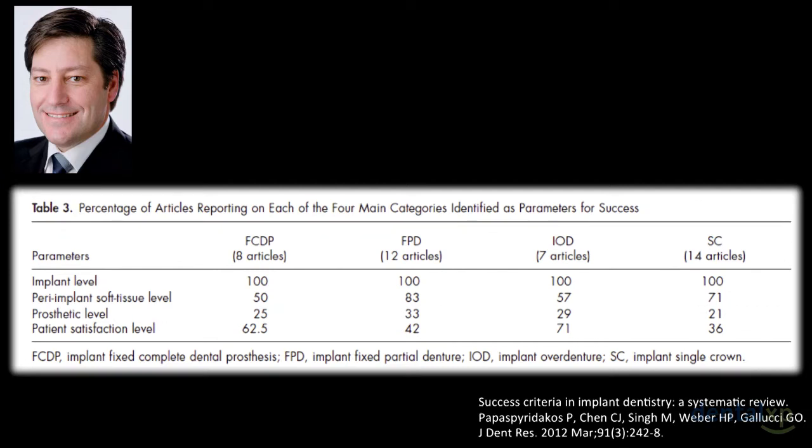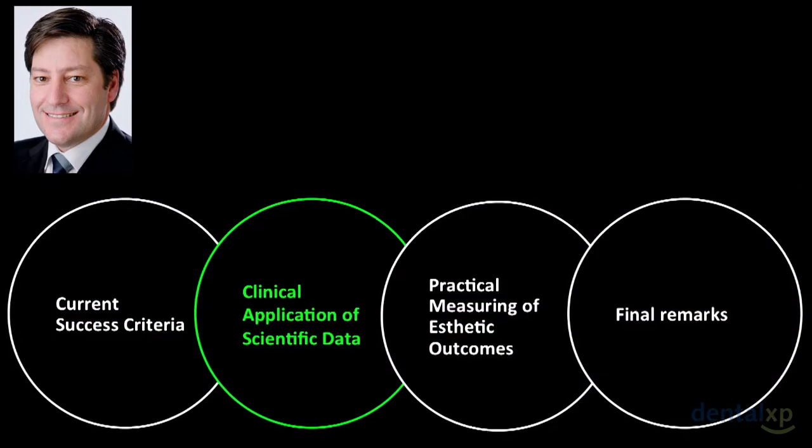So I think if you take this into consideration today, I can briefly say that if you want to assess your success, you need to consider the implant, the peri-implant soft tissue, the prosthodontic outcome, and the patient satisfaction all as a whole, as one group. And this is exactly what this paper says. So how do we do that? So let's move on here.